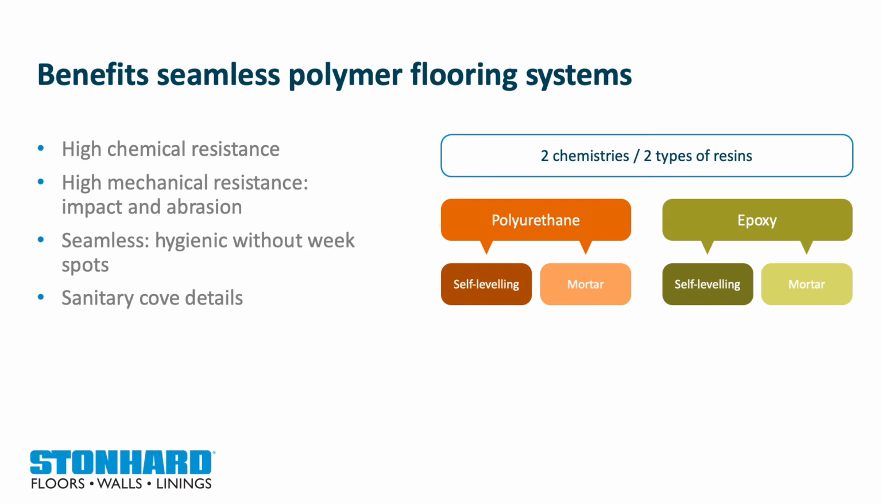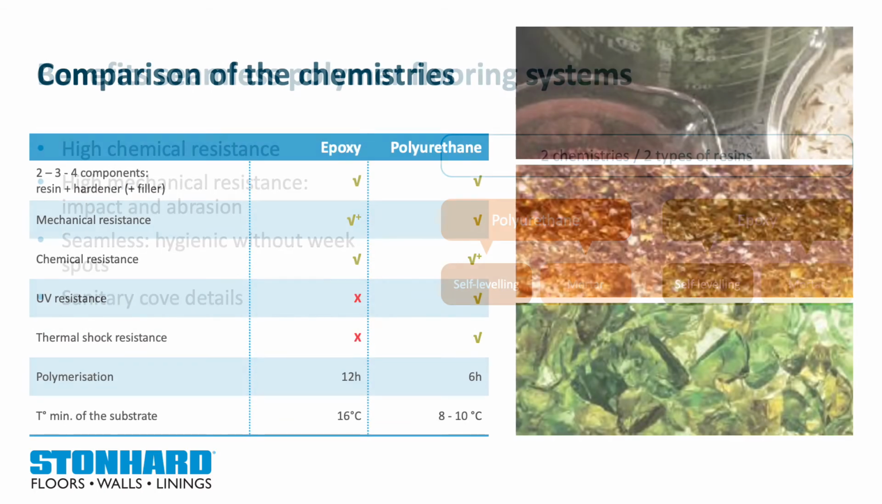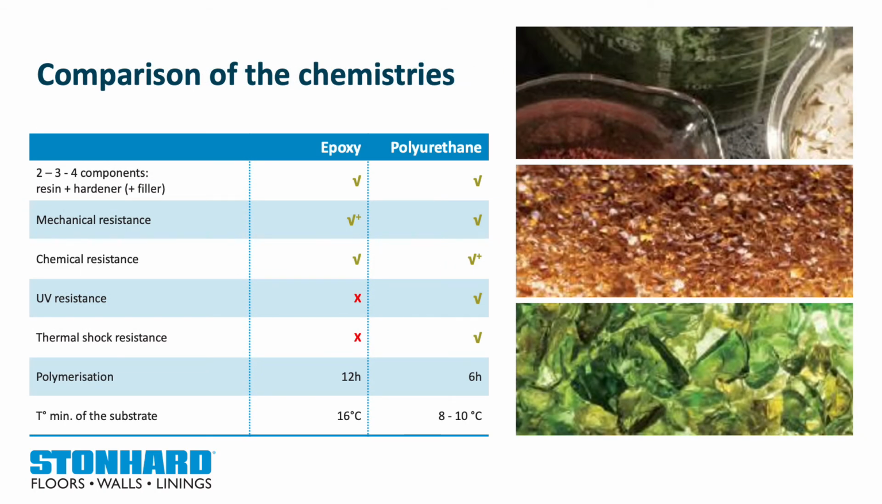The main resin types used in a foods facility are epoxy and polyurethane or PU. Both have self-leveling and mortar variations. But we mainly advise to use PU systems for cold and wet food environments, and this is why. Both have great mechanical and chemical resistant features.